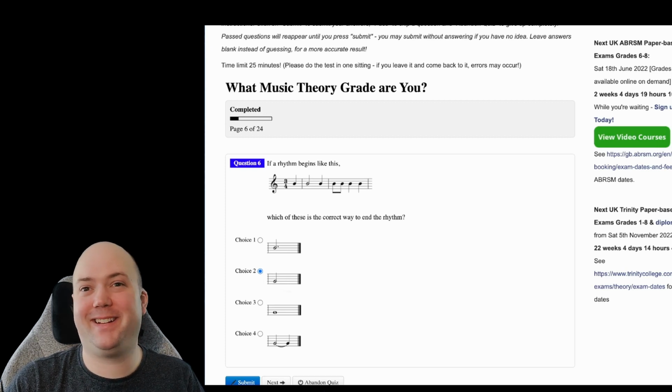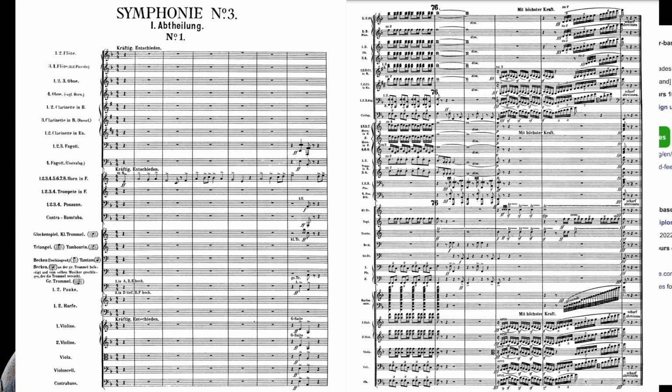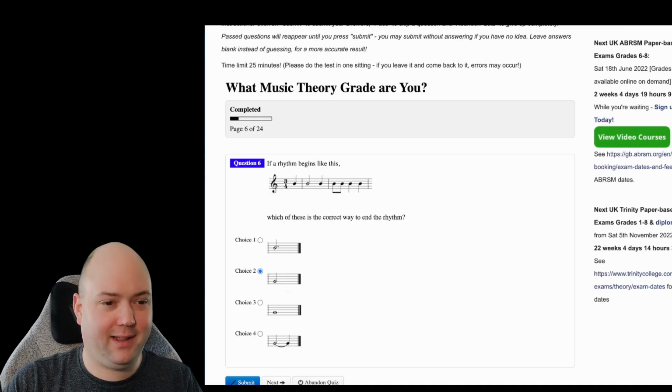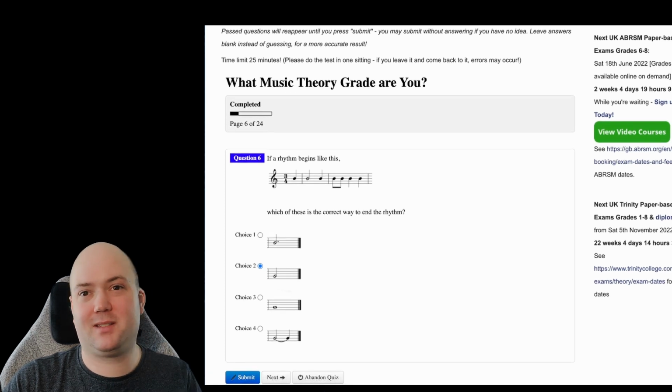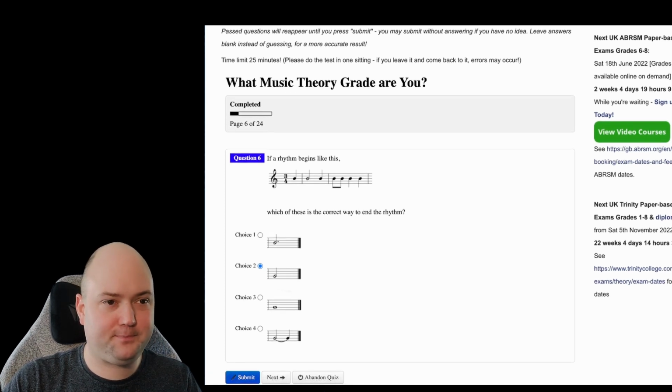I'm sure I can find an example, and probably in post I'll put something up. I can't think of one off the top of my head, but I could probably easily find something that's got a pickup and then the last bar is a complete measure. Ugh, but yeah, anyway, that's just stupid. Why are we teaching this? No. Get rid of it.